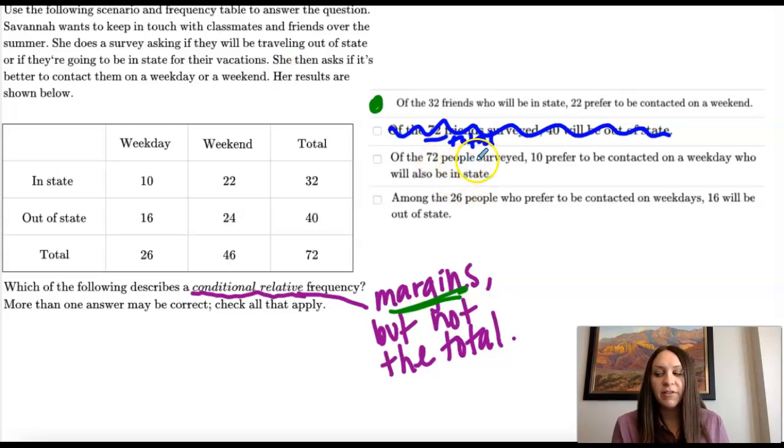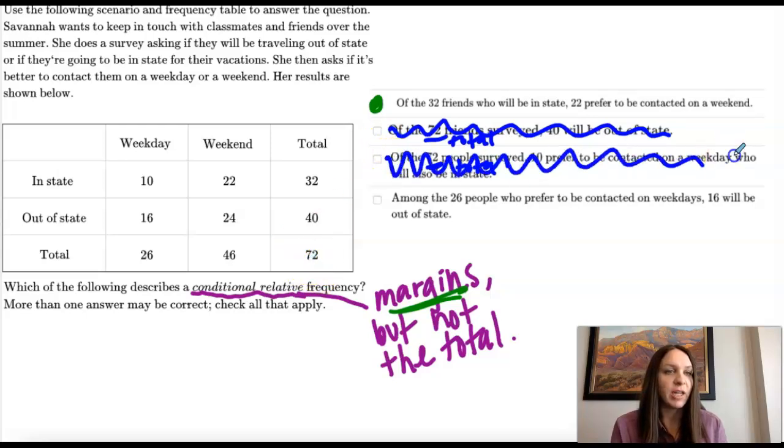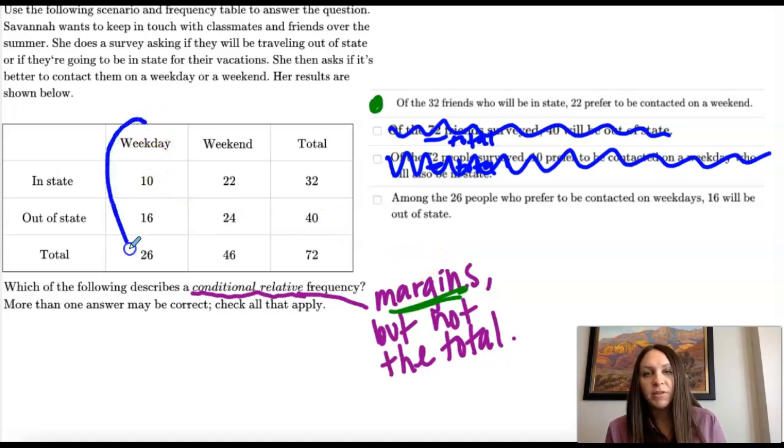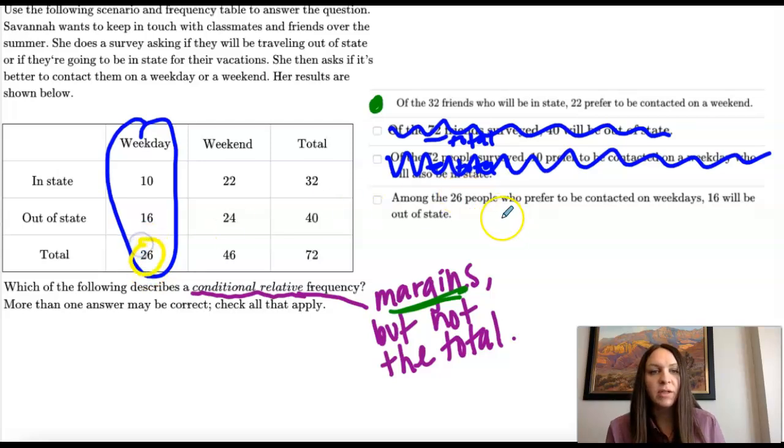All right, of the 72 people surveyed, 10 prefer to be contacted on a weekday who will also be out of state. So this is just like what we just did. We're talking about the total here. We don't want the total. That's marginal, so we're going to get rid of that. Among the 26 people who prefer to be contacted on a weekday, 16 will be out of state. So now we're looking at this column, these 26 people, and 16 will be out of state.